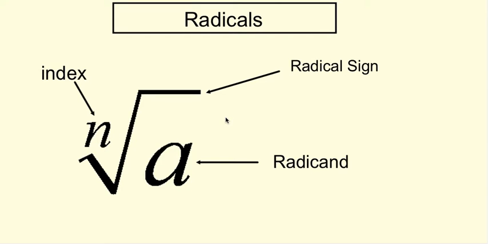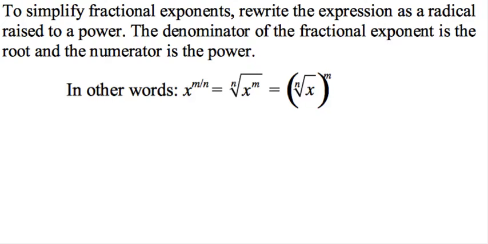All right, this is a lesson on converting from a radical to an exponential fraction. So we just have some pieces to our radical here. We have the index, the radical sign, and the radicand. So let's start off by identifying what a fractional exponent looks like when it's converted to a radical.